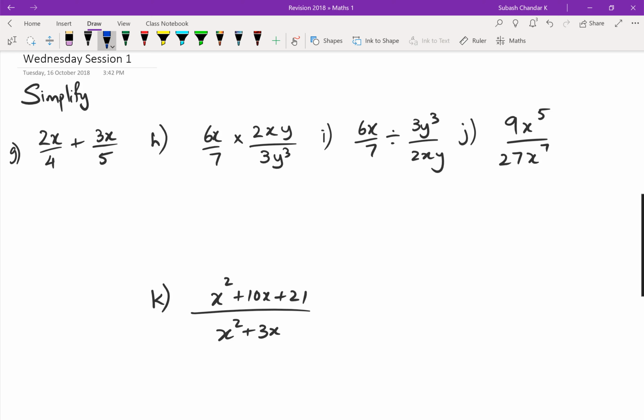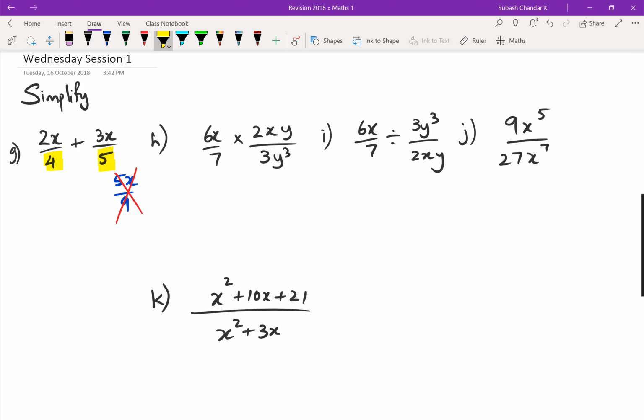Having a look at that first problem, G: 2x over 4 plus 3x over 5. The most common mistake that I see people make is they add up the numerators and write 5x over 9. If you had done that, I'm sorry to say, you're actually incorrect. The only time you can add numerators is if the denominators are the same.